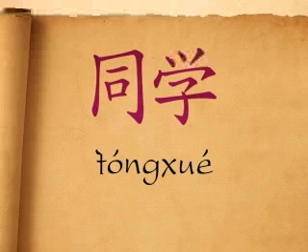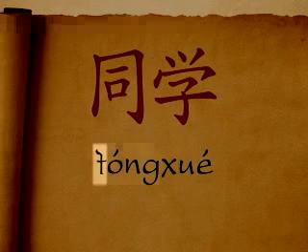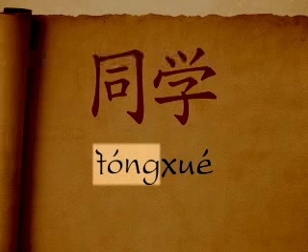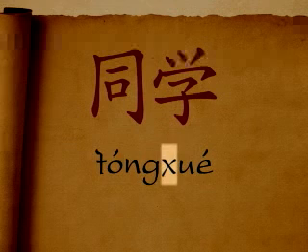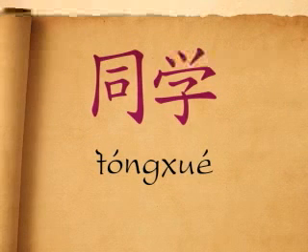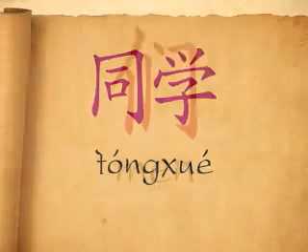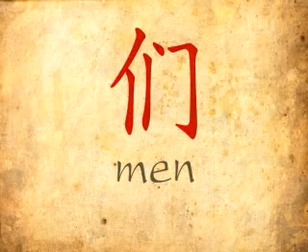I'll pronounce the syllables of 同学 slowly for you. T, ong, tong, second tone. 同, x, ue, xue, second tone, xue. Now, let's say 同学 together. 同学. For the plural word 们, what is the initial?